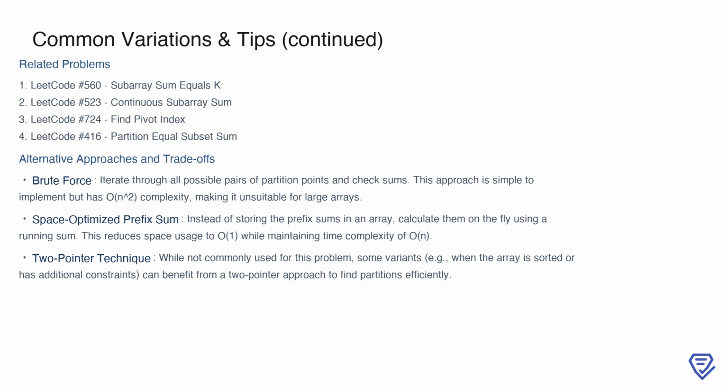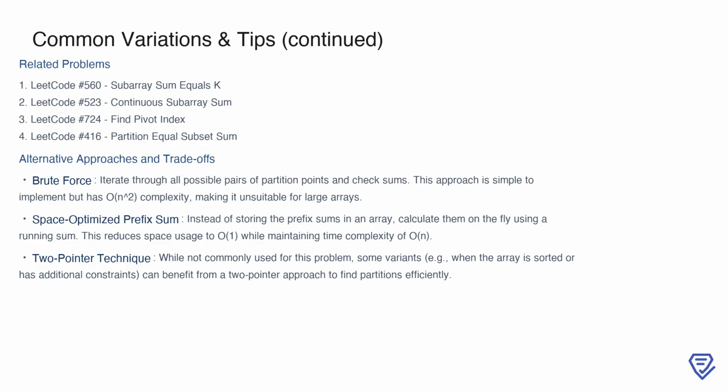For instance, LeetCode number 560, subarray sum equals k, and number 523, continuous subarray sum, both involve prefix sums and efficient subarray calculations. LeetCode number 724, find pivot index, and number 416, partition equals subset sum, also require understanding how to divide arrays based on specific conditions. Exploring these problems can deepen your understanding and strengthen your approach to similar challenges.